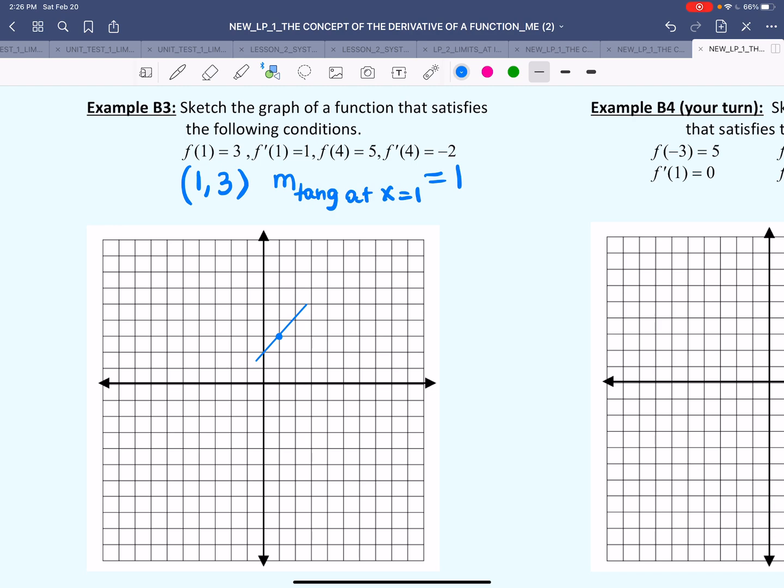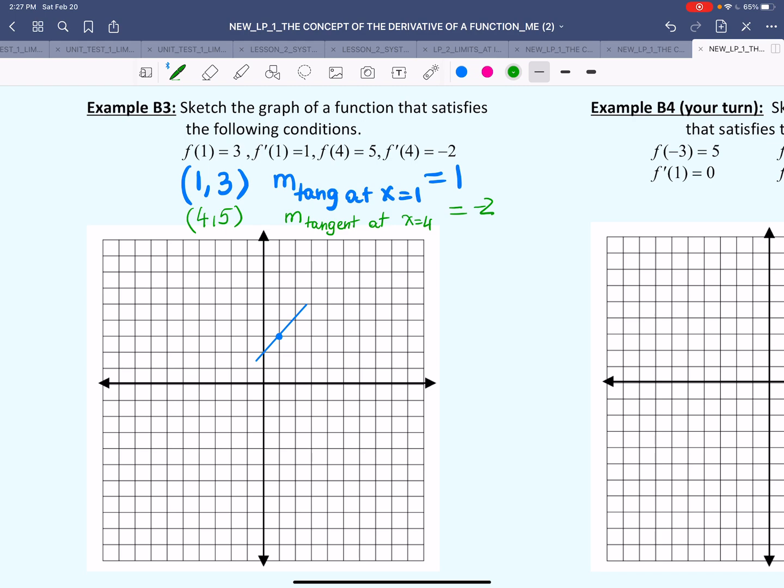The next piece of information that we are given here is that at x equals 4, the value of y is 5. So that means the point with coordinates 4 and 5 is a point on the graph of the function. And we also know that the value of the derivative at 4 is negative 2, which tells me that the slope of the tangent to the graph drawn at x equals 4 would equal negative 2. So first I'm going to plot the point with coordinates 4 and 5.